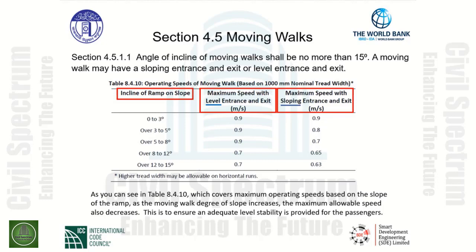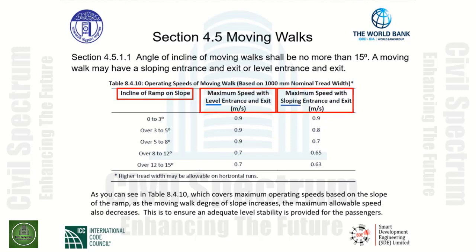Table 8.4.10, titled Operating Speeds of Moving Walk, is given to us here. The first column of this table gives us the incline of the ramp or slope. We have ranges from 0 to 3 degrees, over 3 degrees to 5 degrees, over 5 degrees to 8 degrees, over 8 degrees to 12 degrees, and finally, over 12 degrees to 15 degrees in the first column.